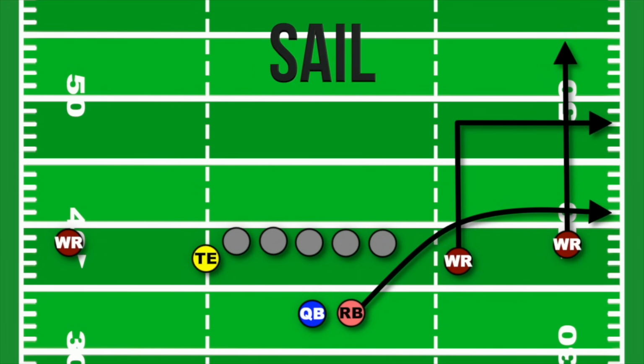Sail is a 3-level passing concept with a vertical route on the outside, a deep out, and a shallow or a flat. The vertical route stretches the safety and corner downfield, leaving a simple 2-on-1 high-low concept.